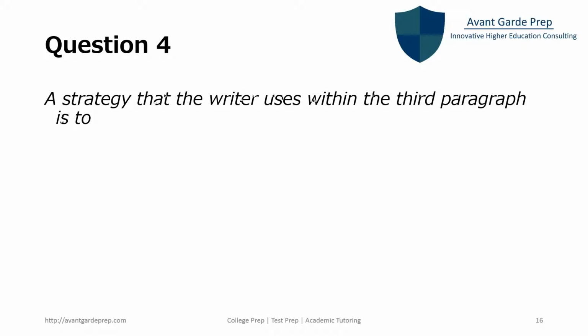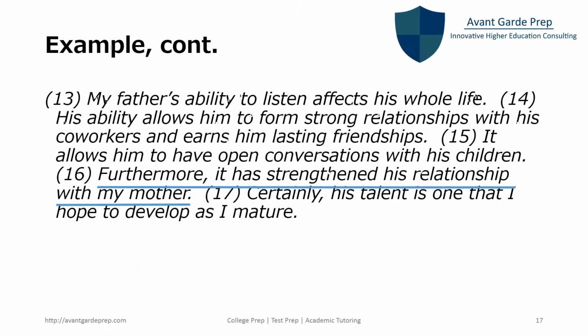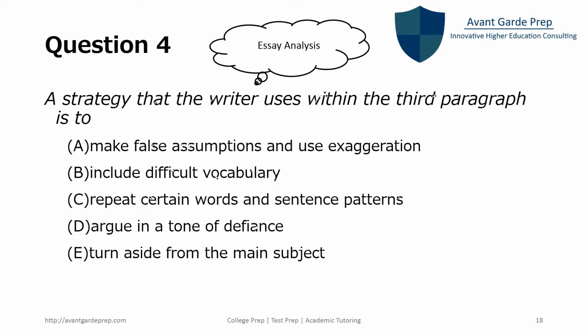Okay, and then lastly, a strategy that the writer uses within the third paragraph is to. This is an example of essay analysis, so we have to think about how something functions. We're looking for a strategy that he uses within the third paragraph. Let's look at the third paragraph again. My father's ability to listen affects his whole life. His ability allows him to form strong relationships with his coworkers and earns him lasting friendships. It allows him to have open conversations with his children. Furthermore, it has strengthened his relationship with my mother. Certainly his talent is one that I hope to develop as I mature. Now we can look at our answer choices.